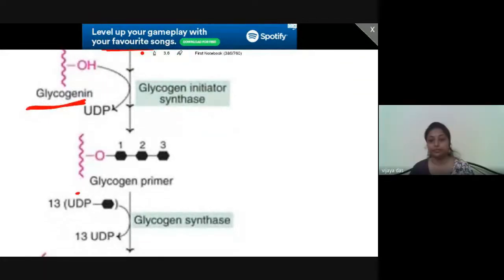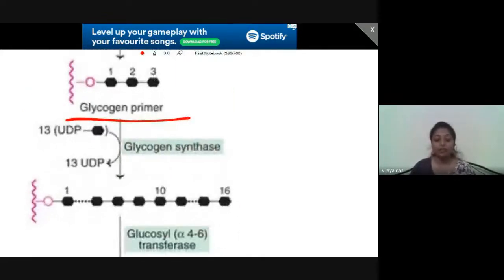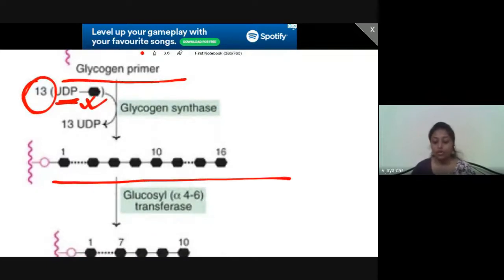See, ultimately what you get here is called your glycogen primer. So your primer is now ready. Now, to this primer, you will add more and more glucose. So you see that you are adding how many glucose here? You are adding 13 glucose. And for every glucose, you are also giving a UDP. So whatever glucose will come, it will come with the help of a UDP. So once your primer is ready, then one after the other, the glucose will keep on coming and they will form a long chain. तो हमें देखो क्या मिल गया, ग्लूकोज का एक लीनियर चेन मिल गया.